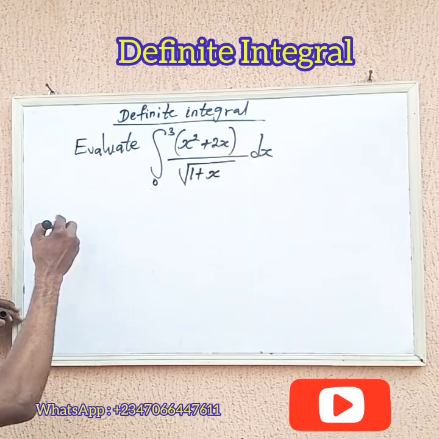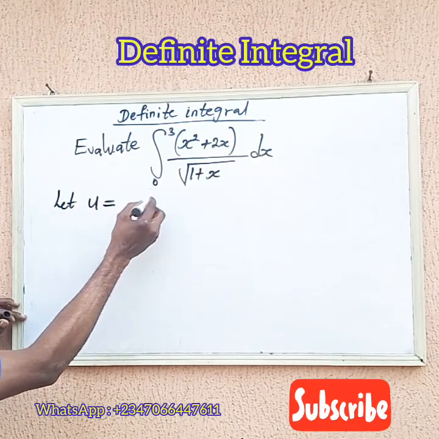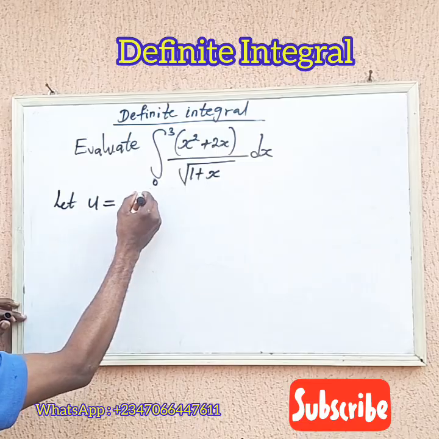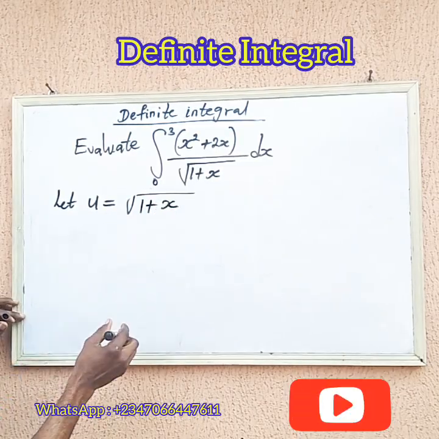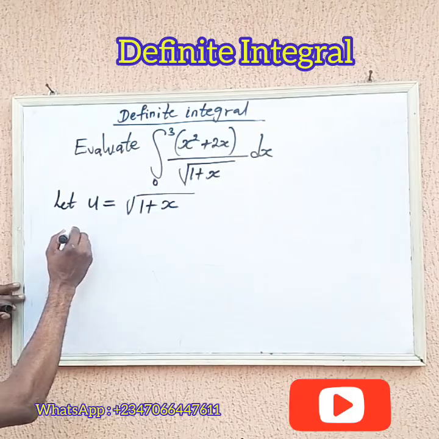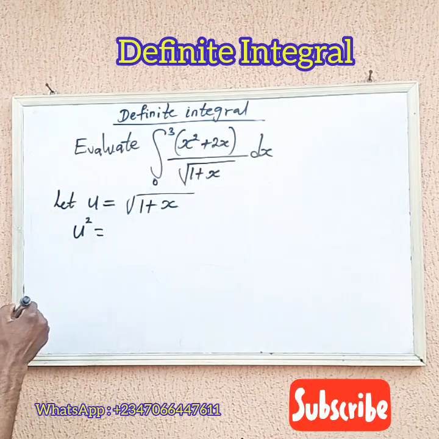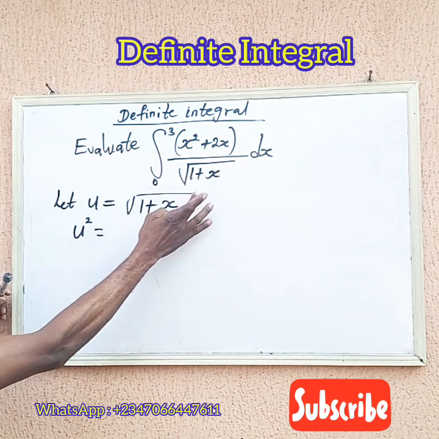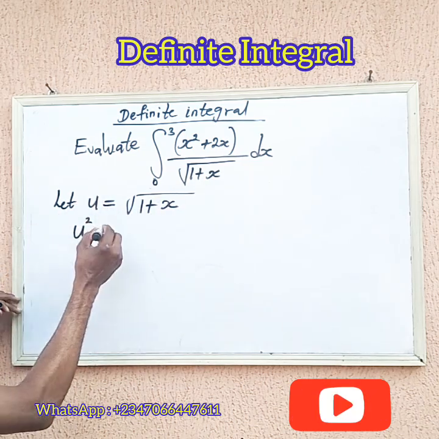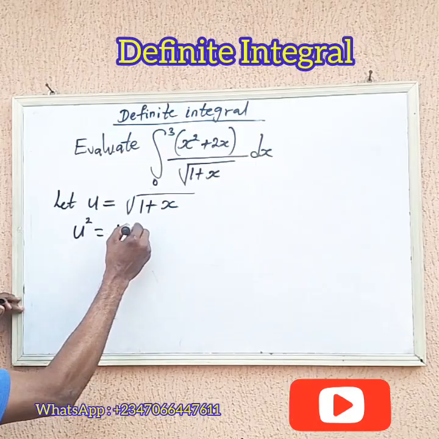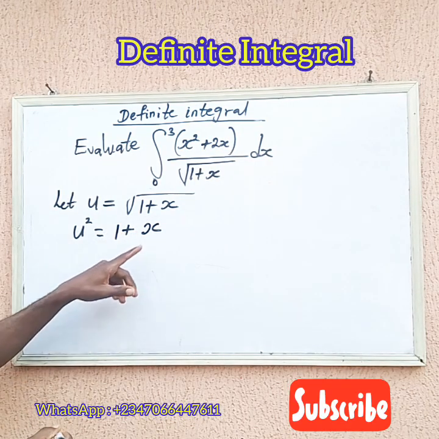So we start by saying let u equal to the square root of 1 plus x, so that we will then have u squared. To remove this root, we will have to square both sides. If I square both sides, I will undo this root. It will now be u squared equals 1 plus x. So let us make x the subject of the formula.